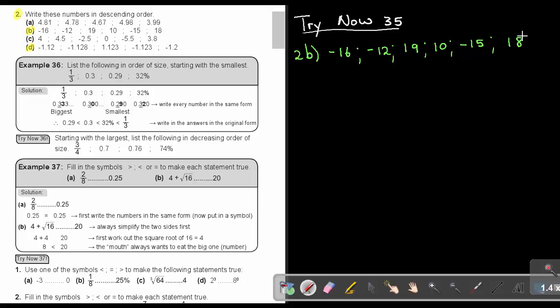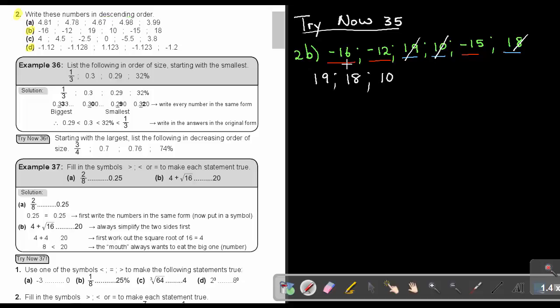Okay, and I want it in descending order, so it's from the biggest one. The biggest one will be a positive one. So this is positive, positive, positive. Let's just underline the negatives: negative, negative, negative. Let's start with the positive. What is the biggest positive one? That will be 19. Scratch it. Then follows 18. Scratch. And then follows 10.